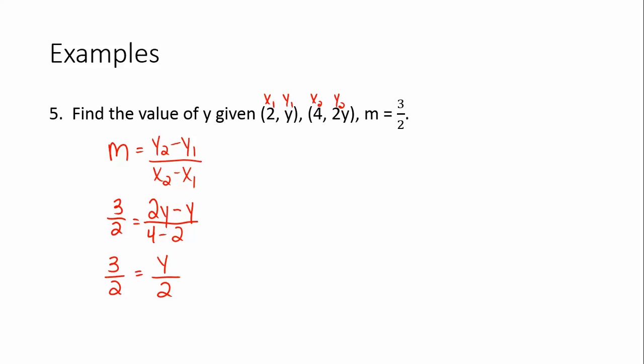You can solve this a couple of different ways. Multiply both sides by 2 to get rid of the fraction. Or you can cross multiply, which is essentially you're going to multiply both sides by 2. So this gives us 3 equals y. And it just says to find the value of y. It doesn't actually say to plug it back in and give the ordered pairs.